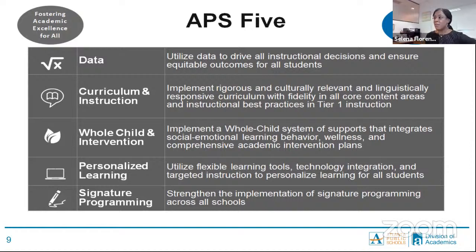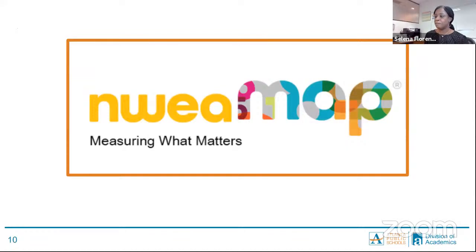We implement a whole child system of supports that integrates social emotional learning, behavior, wellness, and comprehensive academic intervention plans. Fourth, we have personalized learning, which is new to our district this year. We utilize flexible learning tools, technology integration, and targeted instruction to personalize learning for all of our students. And finally, signature programming. We will strengthen the implementation of signature programming across all of our schools this school year. You see 2 priorities that really ground the APS 5 for us: fostering academic excellence for all of our students and building a culture of student support so that all of our students feel the support that we are providing.